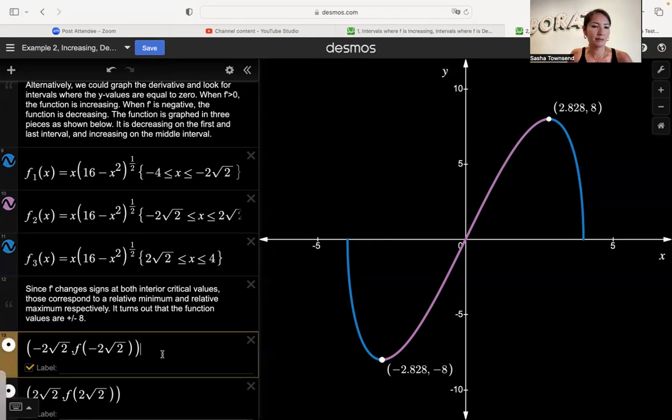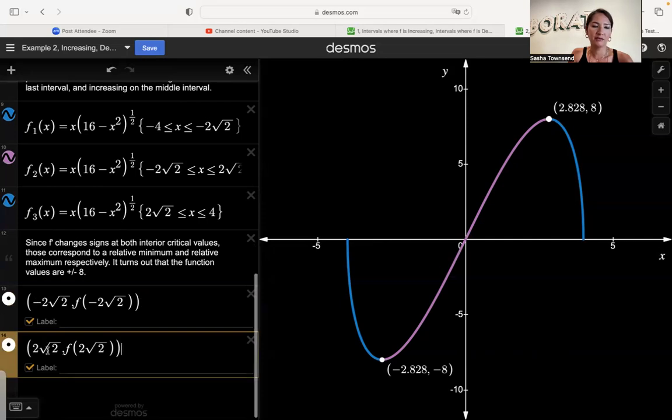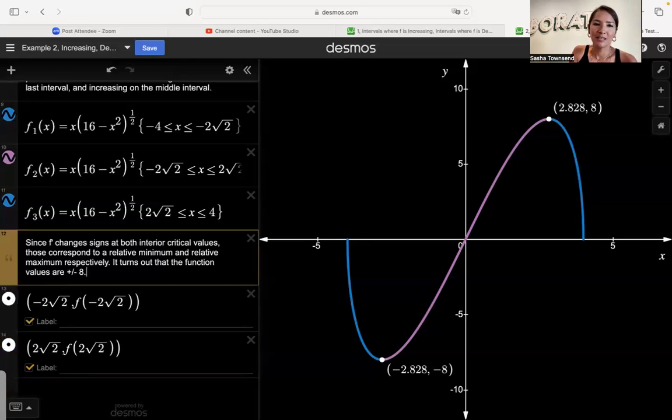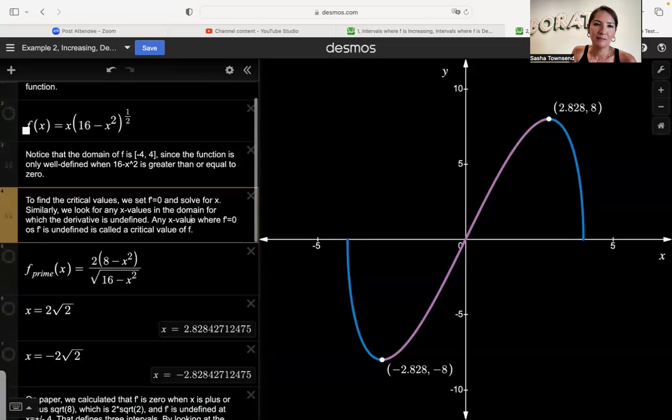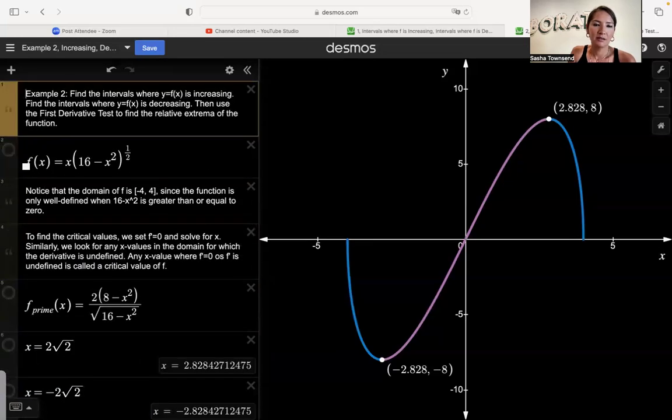And the same thing is true on the other side, when x equals +2 root 2, the corresponding y value is +8. So we've got a relative min here because the f prime goes from negative to 0 to positive. And then we have a relative max here because f prime goes from positive to 0 to negative. So that's it. It's the first derivative test. And it allows us, or we also know how to use the derivative to find where the function is increasing or decreasing.